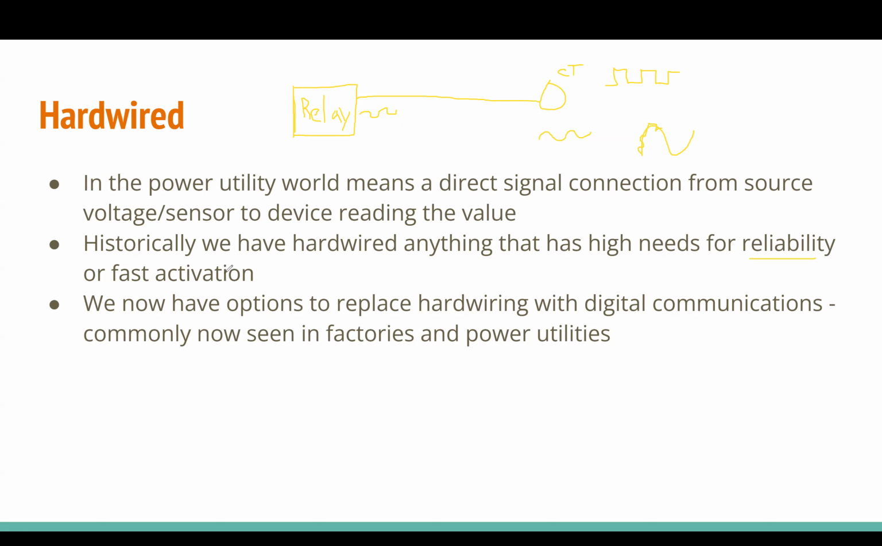So those are the two things about pushback that you'll get anytime you want to convert things from hardwired into a SCADA communication: those two aspects of reliability, and then how fast is it?